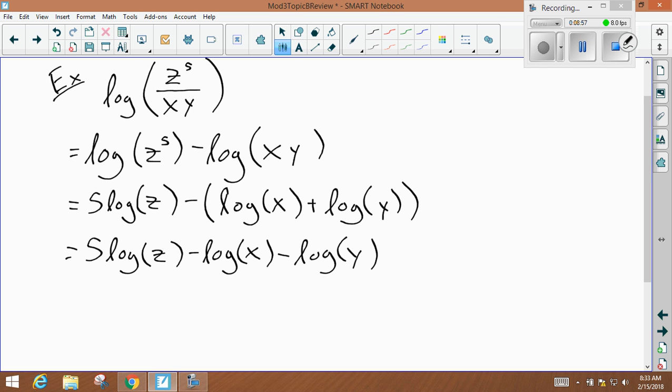Yes? On the last step, because I have to distribute this negative sign. This negative sign is for this whole thing. That's why I said what's in the parentheses here is what's behind the negative sign there, right? And that negative sign has to distribute.